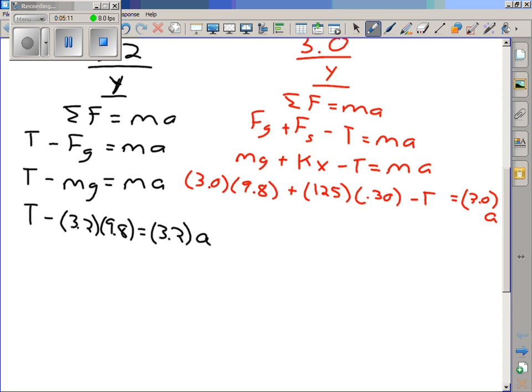So you solve for T in one and you substitute into the other. That's system of equations, right? Let's just solve for A, right? So over here, realize that T is equal to 3.2a plus, what's 3.2 times 9.8? 3.2 times 9.8, please. 31.36.